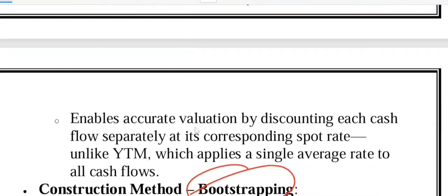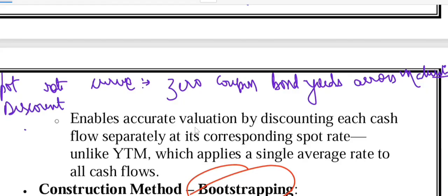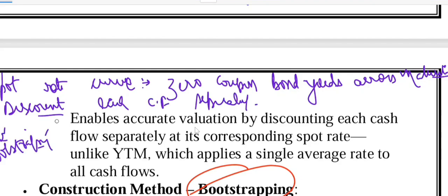So let's recapitulate what we have covered in this slide. I told you about a spot rate curve. What is it? It is zero coupon bond yield across maturity. That is called a spot rate curve. Second point, I told you that you need to discount each cash flow separately. And the third point, this kind of spot rate curve is built via bootstrapping. I hope that makes sense to you.